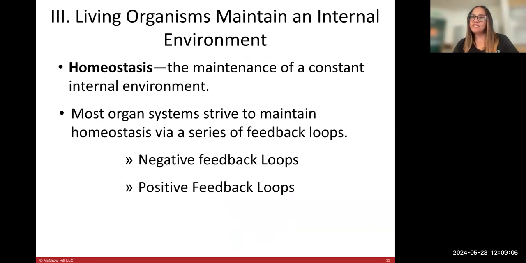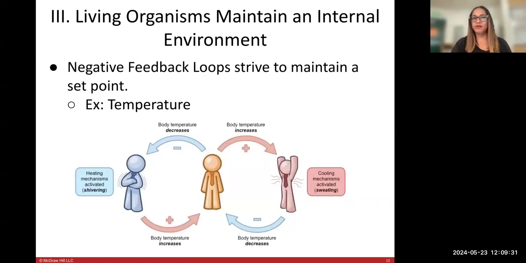Living organisms maintain an internal environment. Homeostasis is the maintenance of a constant internal environment. Our body is constantly trying to maintain homeostasis, maintain that balance. Most organ systems strive to maintain homeostasis via a series of feedback loops. There are negative feedback loops, there are positive feedback loops. I'm going to go over that briefly, but we're going to get into each of the systems as we talk about it throughout the year.